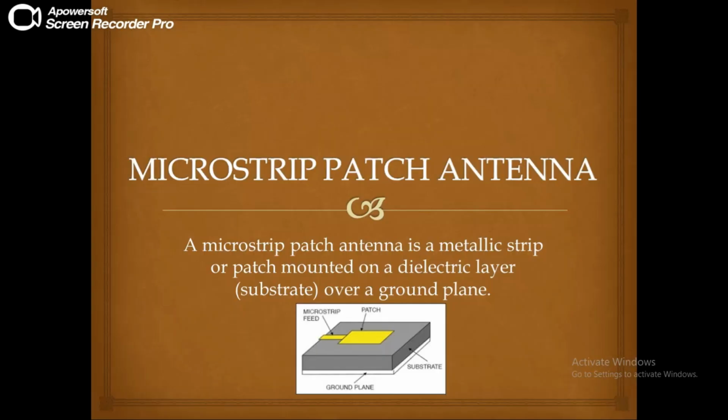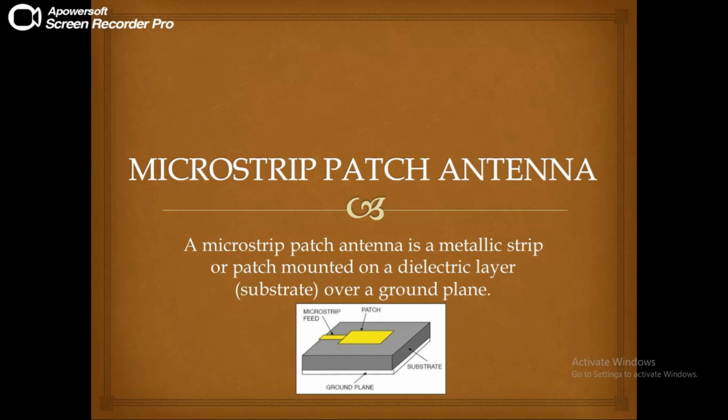So what is a microstrip patch antenna? A microstrip patch antenna is a metallic strip or patch mounted on a dielectric layer over a ground plane. That is a three-layered structure with the patch at the top, the substrate in the middle, and the ground at the bottom.